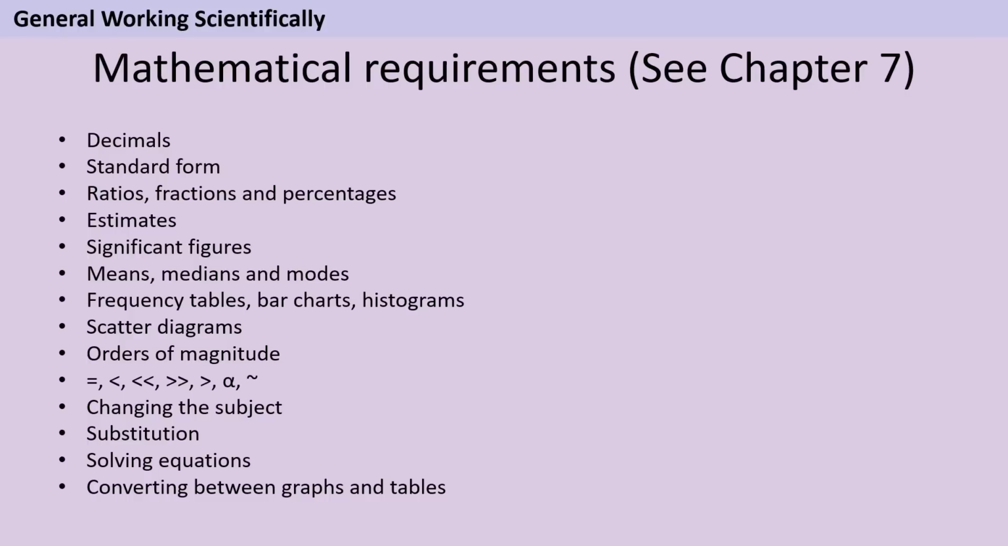You can also find in Chapter 7 of the specification the full list of mathematical requirements. These are all math skills that can be assessed in GCSE Science, and they're going to make up 20% of the marks on the chemistry paper. So if there's anything on there that you're a little bit unsure of, maybe standard form or significant figures or how to calculate a mean, just make sure you brush up on those before the exam too.